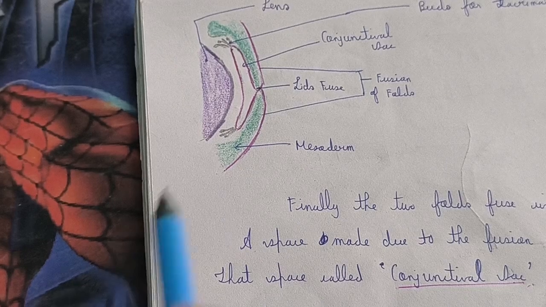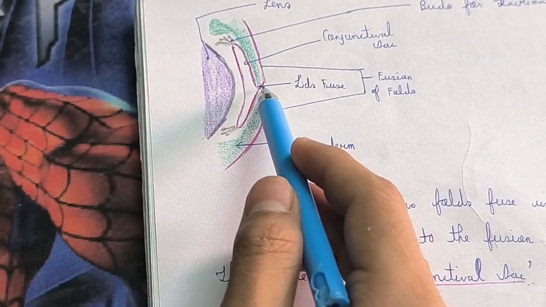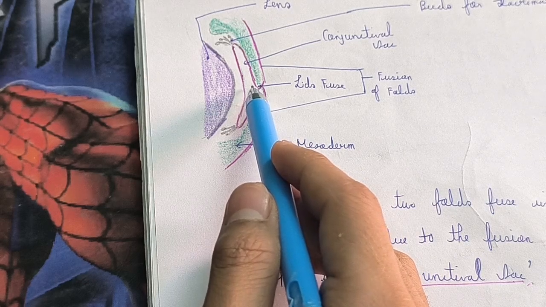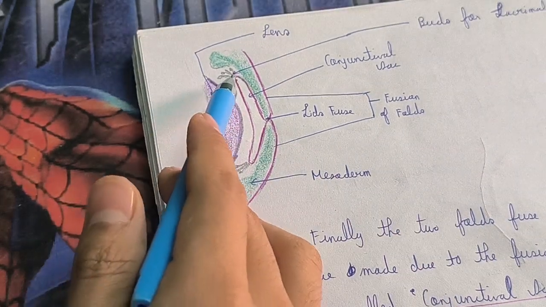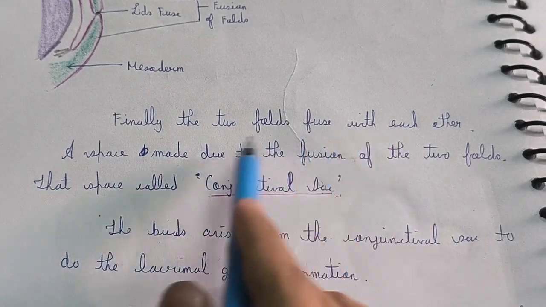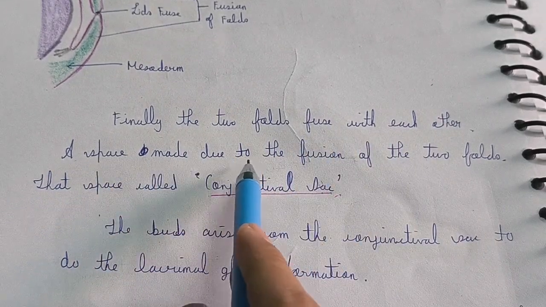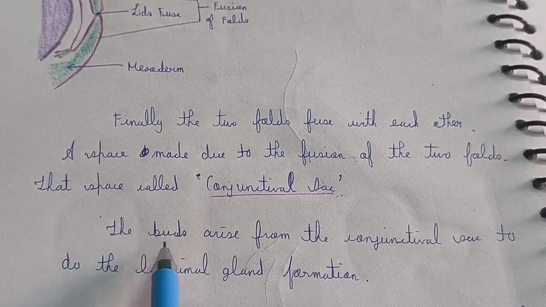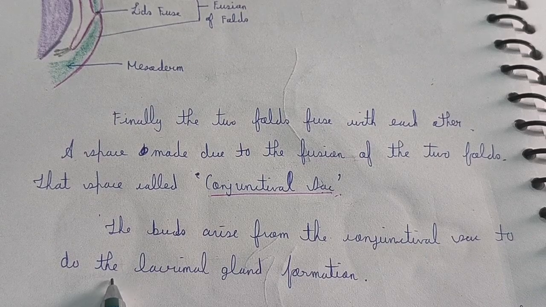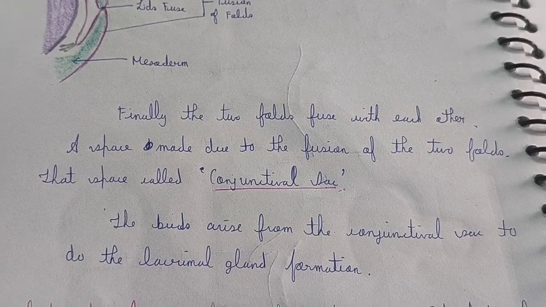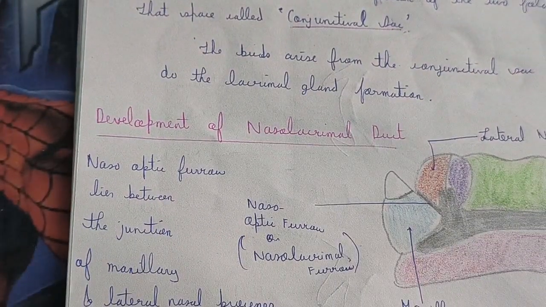Finally you can see that when these two folds meet each other, or the margins of the folds fuse, then a space is made, known as the conjunctival sac, and also from this conjunctival sac buds grow, and these buds are for the future lacrimal gland. So I have written that finally the two folds fuse with each other, as a result a space is made due to the fusion, and that space is called the conjunctival sac. And you can see that the buds arise from the conjunctival sac due to the growth of the lacrimal gland.